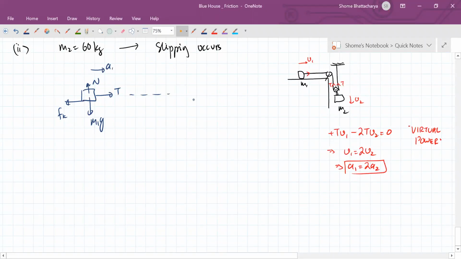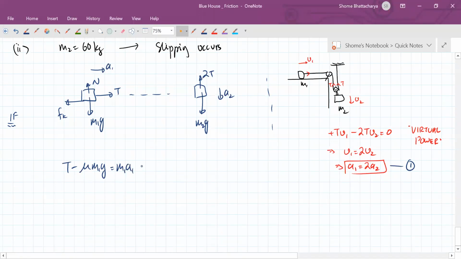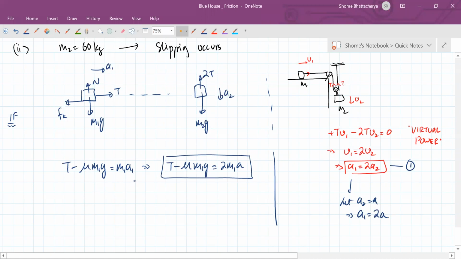There's one free body diagram, and the other one, and everything is in inertial frame. Okay. So we have, this is our first equation, T minus mu m1g is equal to m1 a1, which we can write like this: T minus mu m1g is equal to 2m1a. And m2g minus 2T. So 2T minus m2g is equal to m2 into a. That is our third equation.